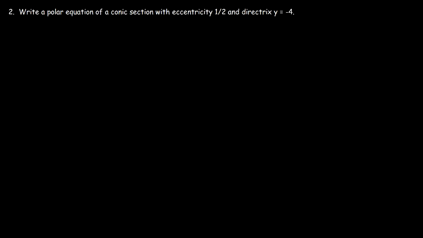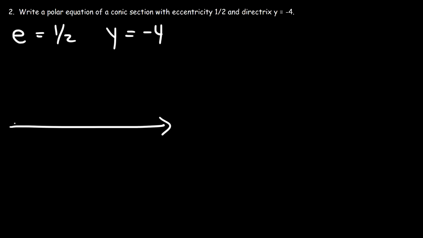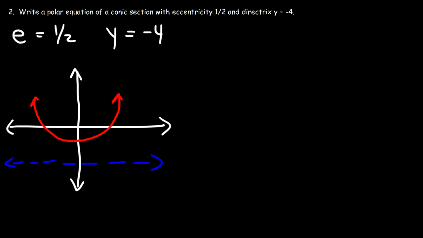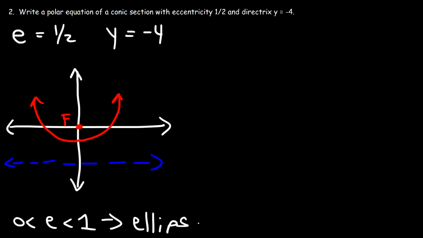Now let's work on a similar example. Write a polar equation of a conic section with eccentricity 1/2 and directrix y equals -4. So let's start with a rough sketch. Let's plot the directrix. So this time it's going to be below the x-axis, which means the conic section is opening upward in this direction. And so here's the focus. Now because e is 1/2, e is less than 1, or more specifically between 0 and 1, we have an ellipse. And so the shape of that ellipse will look something like that.